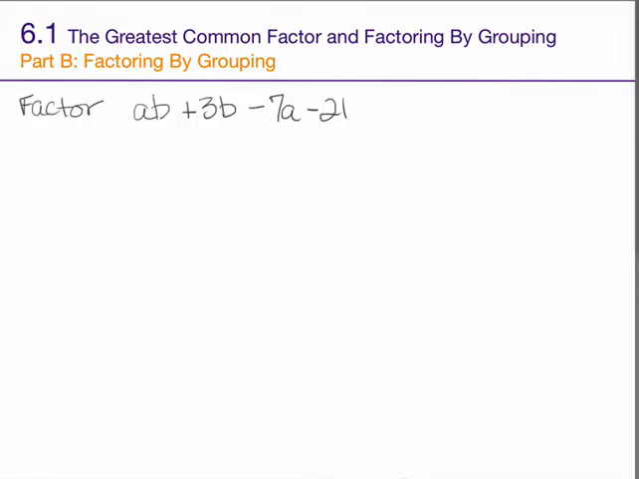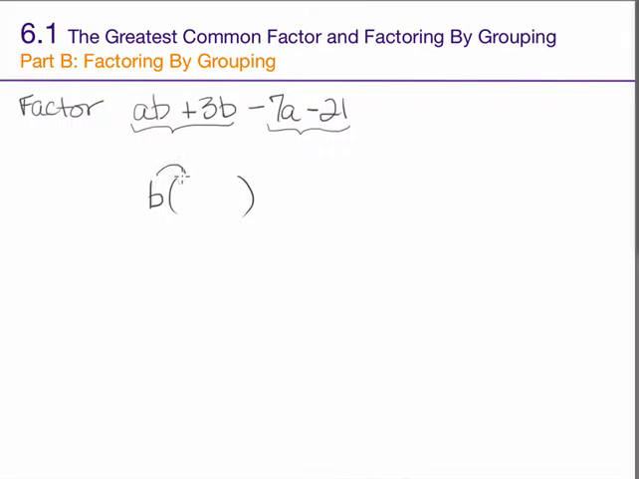This is question number 42 in your textbook. So as you're doing homework problems, this is very much like problem number 41. Not quite, but pretty close. To factor by grouping, we need to look at these two terms separately from these two terms. What do these two terms have in common? B. B times something gives me AB plus 3B.